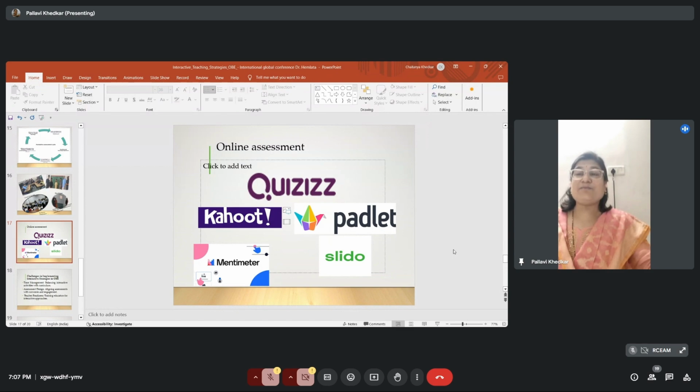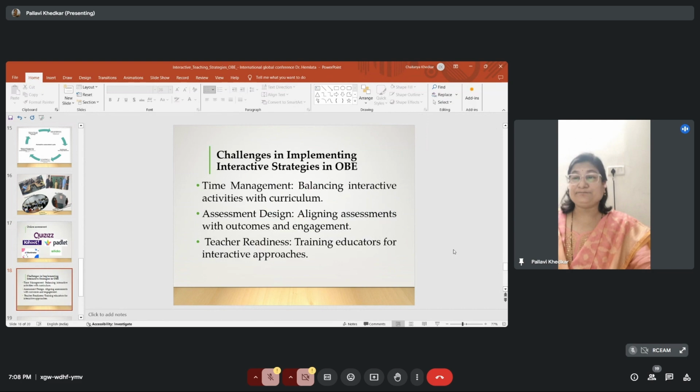So assessment can be easily possible. Even in Google Classroom, you can give students short assignments and can analyze or assess them right there. So Google Classroom is also very helpful for assessment and other techniques.